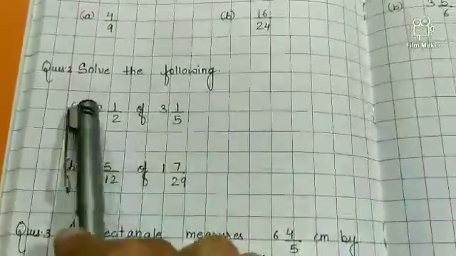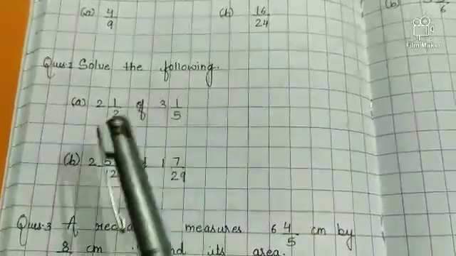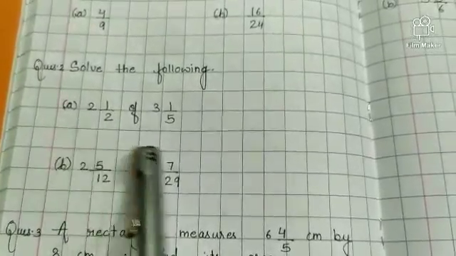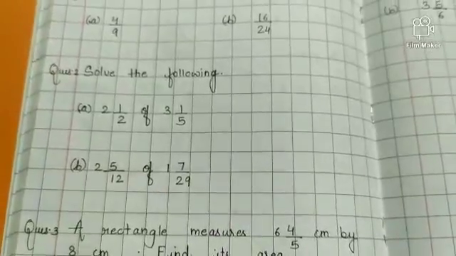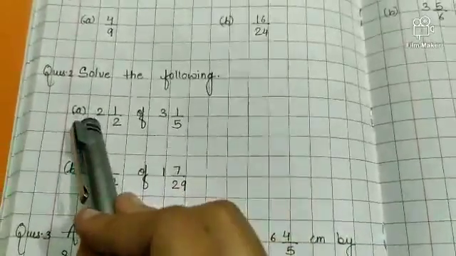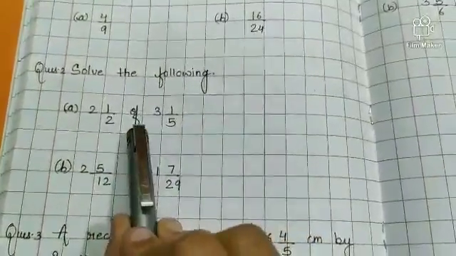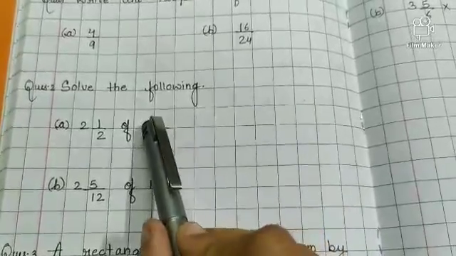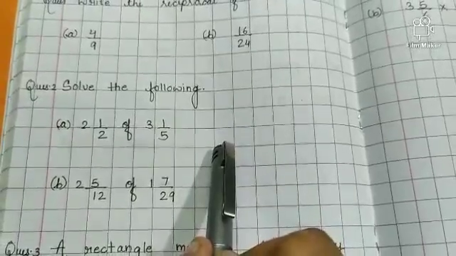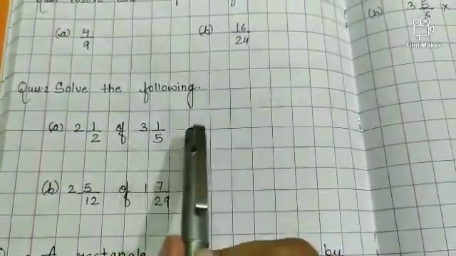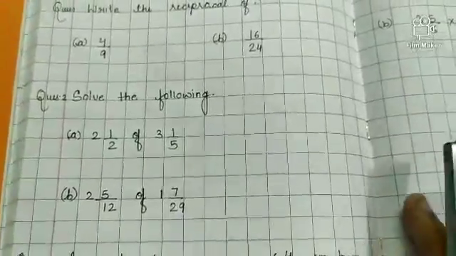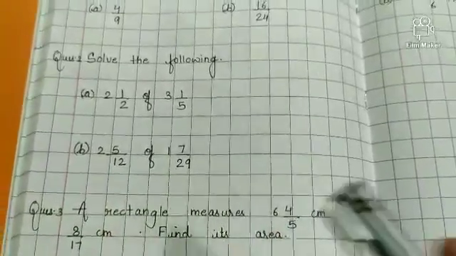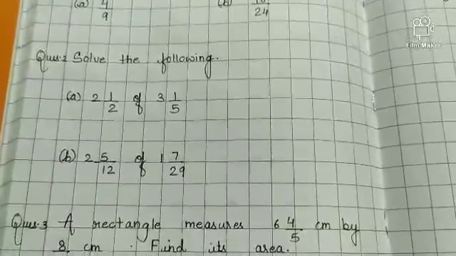Now question number 2, solve the following. You have to solve these two parts. First, 2 1 by 2 of 3 1 by 5. Firstly these are in mixed fractions, so you have to change them into improper fractions. Means 2 2s are 4 plus 1, 5 by 2. In the place of 'of' we'll put a multiplication sign, and then 5 3s are 15 plus 1, 16 upon 5. So 5 by 2 multiply by 16 upon 5. Then multiply it. Similarly, you have to do part B. Firstly, you have to change it into an improper fraction, and then you have to solve it. Okay, note down question number 2.